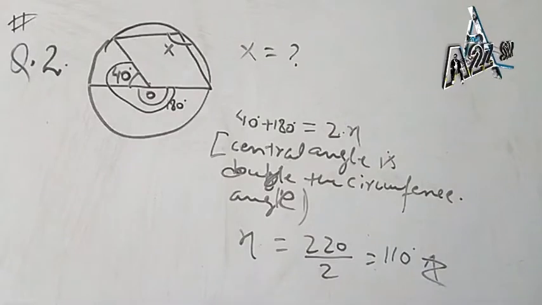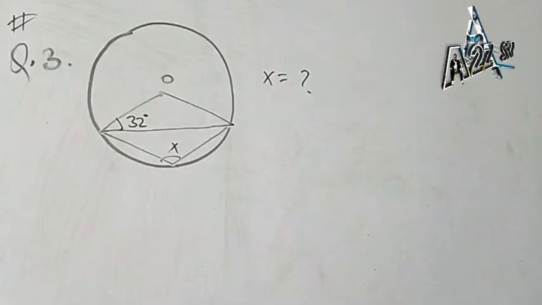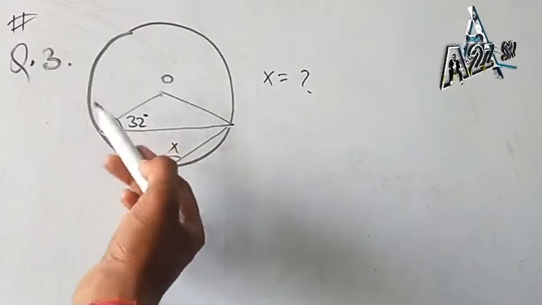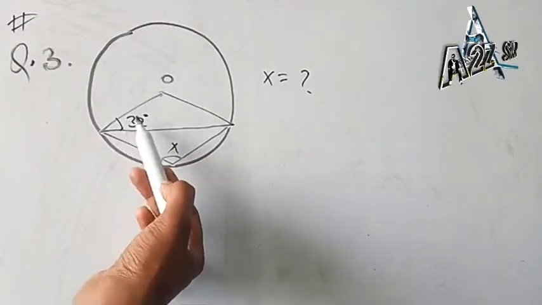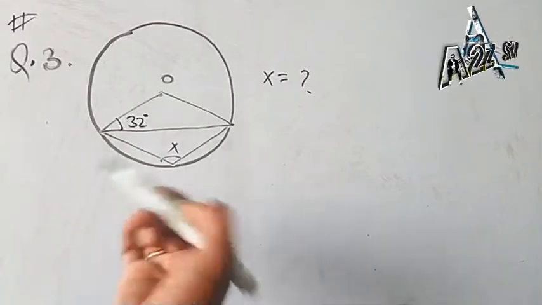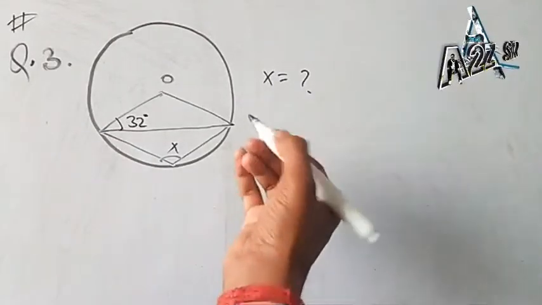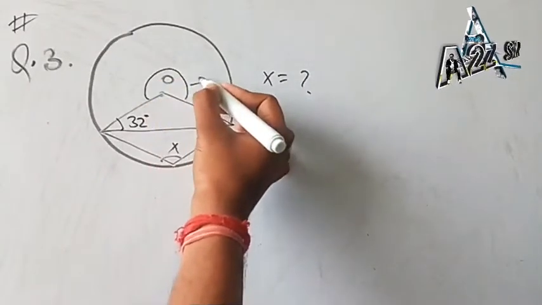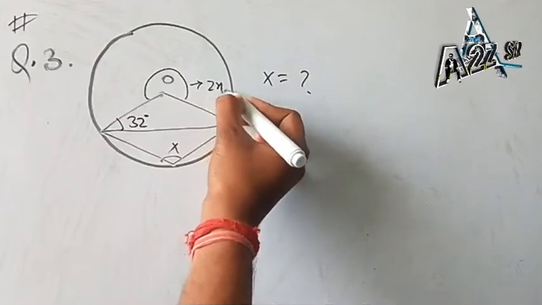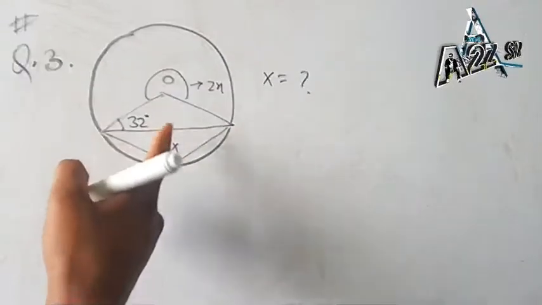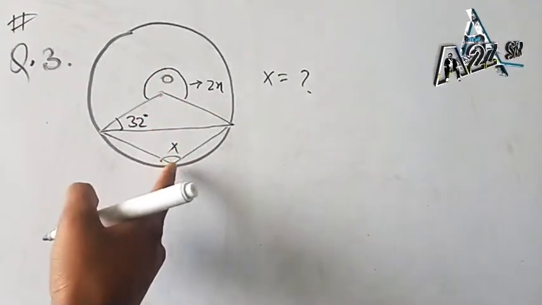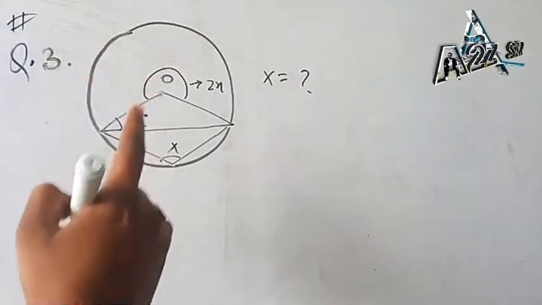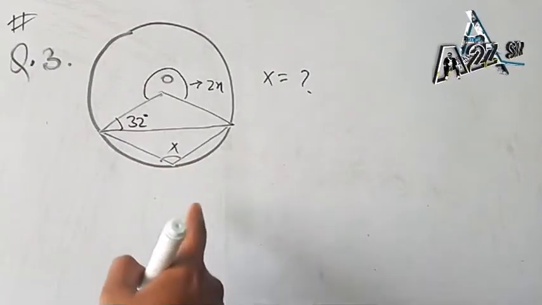So you can try yourself at home. This one is the new question, and we have to find x, where O is the center and 32 is the angle given. So we can use the same way. Here we go through x, then this becomes 2x, because the central angle is double the circumference angle standing on the same arc. The same theorem is applied here.